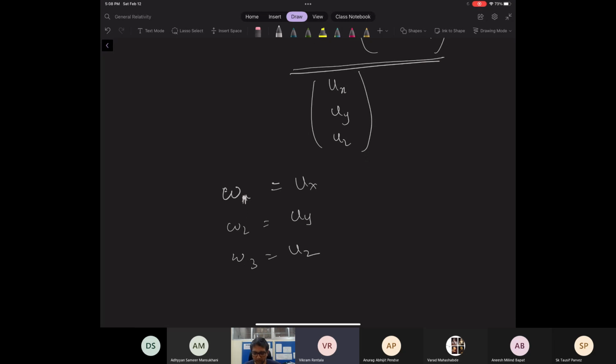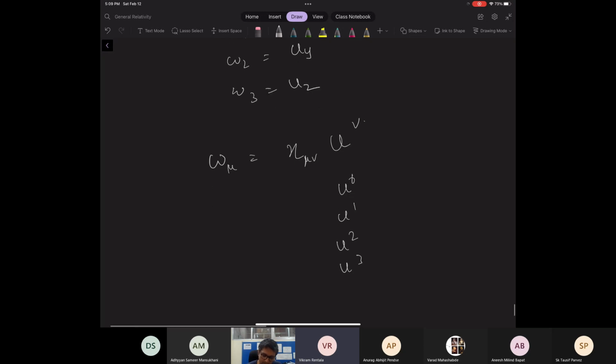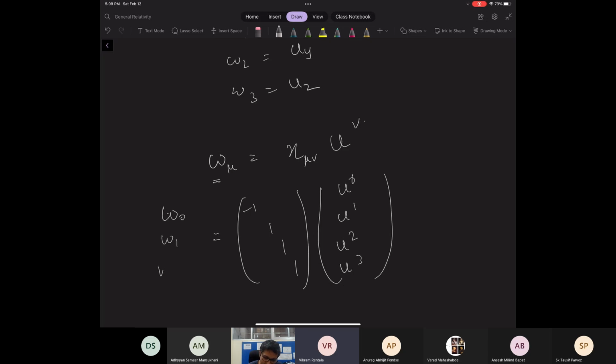So that's why we never bother in three-dimensional Euclidean space to make this distinction, because the components are just related in this very simple way. In special relativity, we have a slight difference. We write the dual vector components using eta mu nu. If I have a vector u0, u1, u2, u3, and I take eta mu nu, which is -1, 1, 1, 1, this gives me omega lower mu, that is omega 0, omega 1, omega 2, omega 3, and this you can see is minus u0, u1, u2, u3.